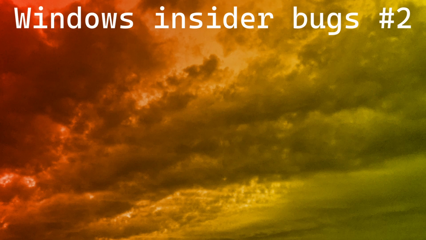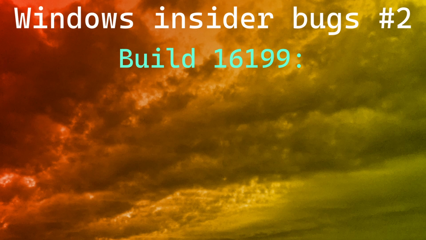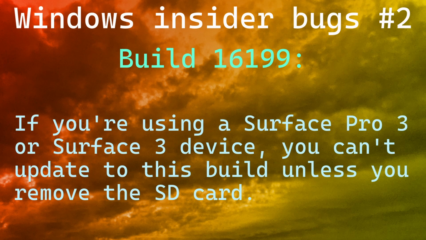Next bug is from Windows 10 build 16199, very similar to FCU, which is 16299, just 100 off. If you're using a Surface Pro 3 or Surface 3 device, you can't update to this build unless you remove the SD card. What? Why do you have to remove an SD card to update a build? Is it just going to be like, you can't have an SD card when you're installing?